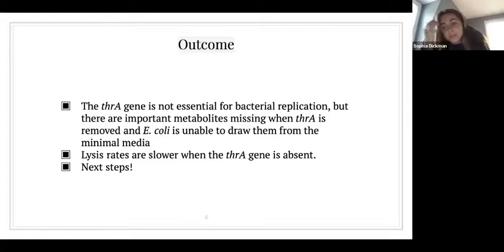So the next steps for this experiment would be to determine which nutrients the delta thrA strain requires to replicate while experimenting with why the missing gene affects bacteriophages and its ability to replicate and lyse the cells. And then finally, to explore whether it's possible to increase the growth rate of the knockout through supplying minimal media supplemented with the amino acids that were found in the L-homoserine biosynthesis pathway.